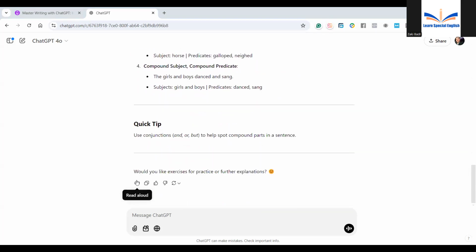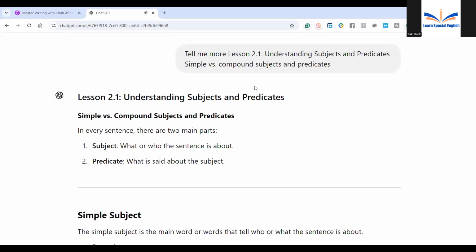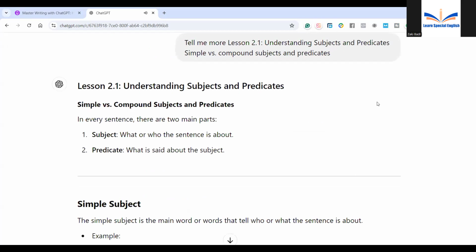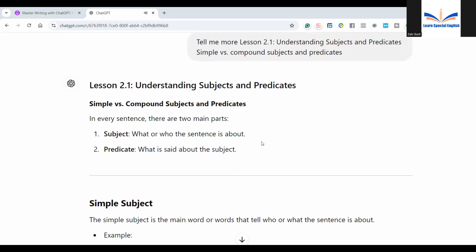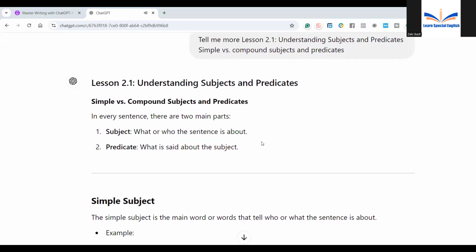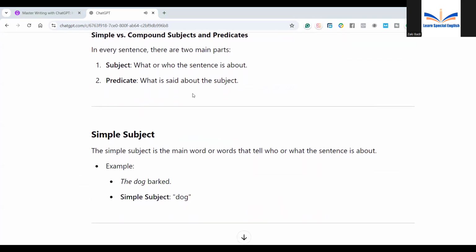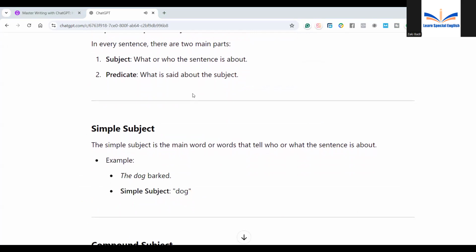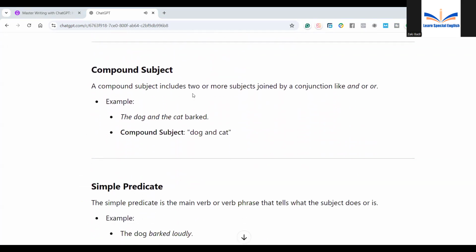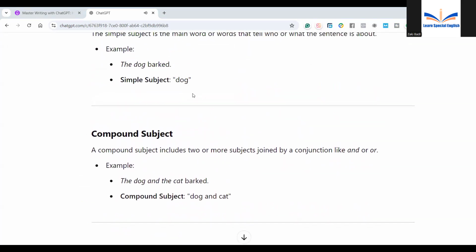Let's listen first. Lesson 2.1, Understanding Subjects and Predicates. Simple versus compound subjects and predicates. In every sentence, there are two main parts. 1. Subject, what or who the sentence is about. 2. Predicate, what is said about the subject. Simple subject. The simple subject is the main word or words that tell who or what the sentence is about. Example, the dog barked. Simple subject, dog. Compound subject. A compound subject includes two or more subjects joined by a conjunction like and or. Example, the dog and the cat barked. Compound subject, dog and cat.